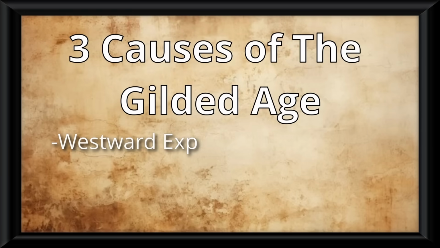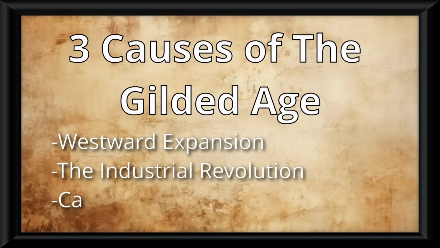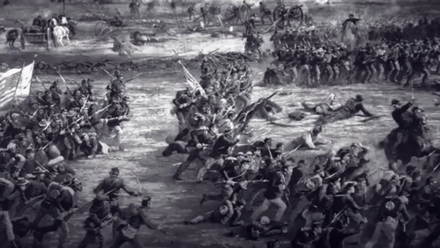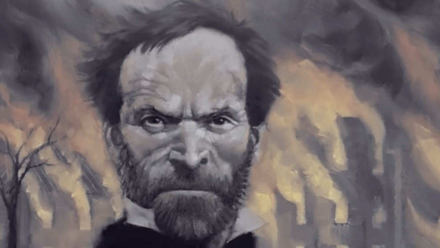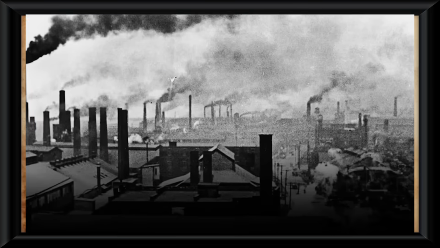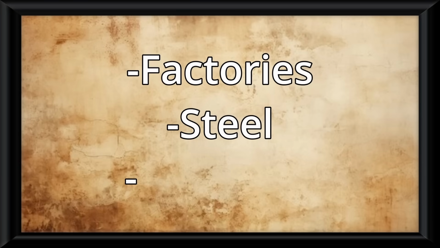Of course, there will be three big causes of this: westward expansion, the Industrial Revolution, and capitalism. Right now, we will simply talk about the westward expansion part of it. So let's recap. The Civil War and Reconstruction has ended. Yes, this has left devastation all around the country, but it also has left one other big thing: an unbelievable level of manufacturing. The big things here were factories, steel, and railroads.